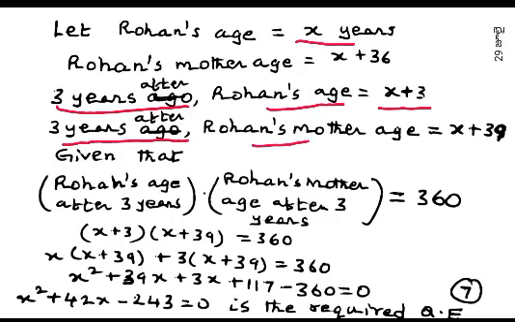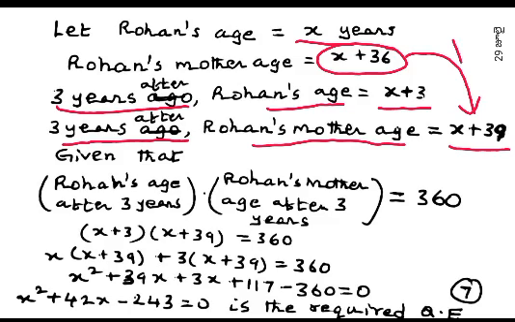After 3 years, Rohan's mother's age will be x plus 39. The present age of Rohan's mother is x plus 36. After 3 years, it becomes x plus 39, that is, 3 years are added. After 3 years, Rohan's mother's age will be x plus 39 years.